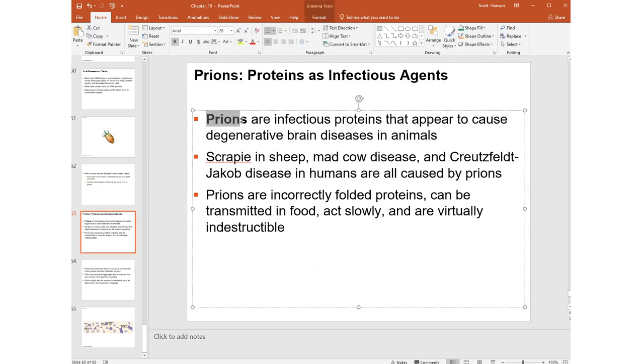So prions then are infectious proteins, just proteins. They don't have nucleic acid with them. Infective proteins that appear to cause degenerative brain diseases in animals. Diseases called scrapie in sheep, mad cow disease in cows, you may have heard of, Creutzfeldt-Jakob disease in humans, caused by prions. And prions are basically incorrectly folded proteins. They can be transmitted in food, they can act slowly, and they're virtually indestructible.